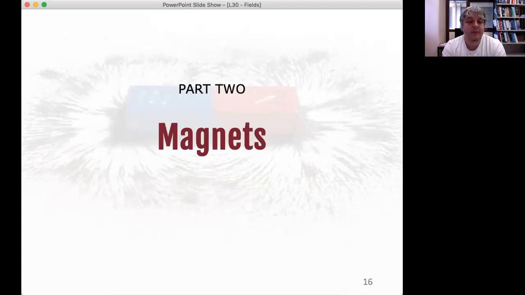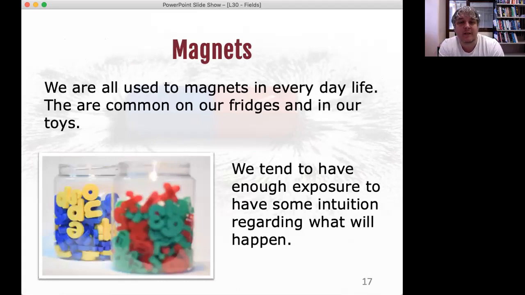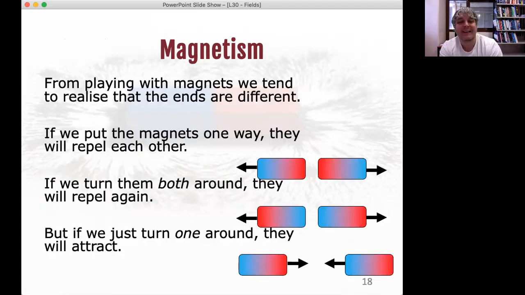We're now going to introduce magnets and talk about magnetic fields. We all know what magnets are. We're used to them. They're common on fridges and in toys. So we've all played with magnets enough to have an idea of what will happen. The main idea being that if you put them one way and push them together, they will repel. If you turn them both around, they'll still repel. But if you just turn one around, they will attract.